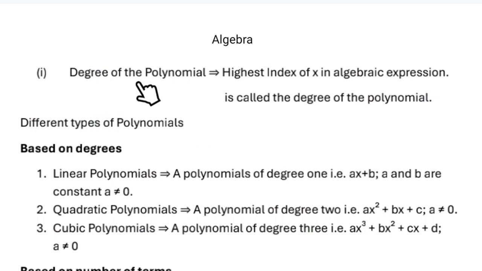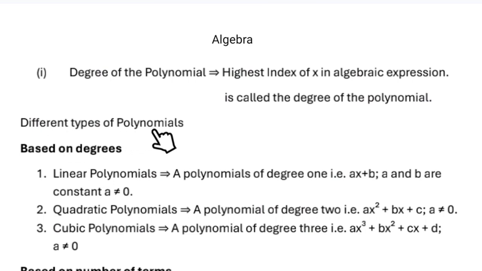Firstly, degree of the polynomial. Highest index of x in an algebraic expression is called the degree of the polynomial. Algebraic expression में x का जो highest index होता है उसे ही हम क्या बोलते हैं, degree of polynomial बोलते हैं.